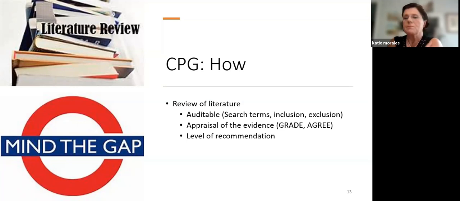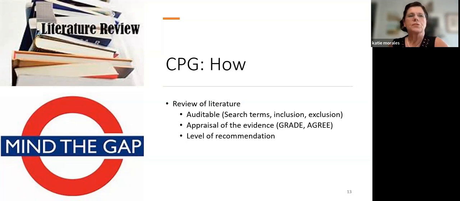And there are a couple of different methods. Two that are pretty popular are GRADE and AGREE, and there are Joanna Briggs tools. I don't want to say it almost doesn't matter. What we want to know is that there was some system in place to appraise the evidence, to make sure that whatever they decided to include as their evidence was worthy of being included.